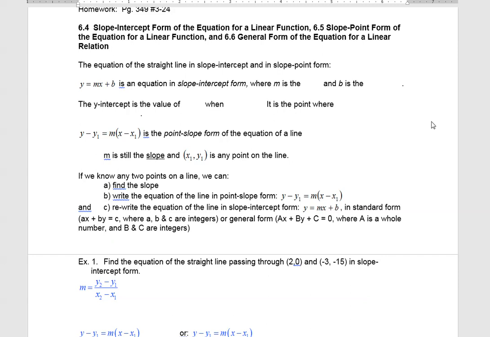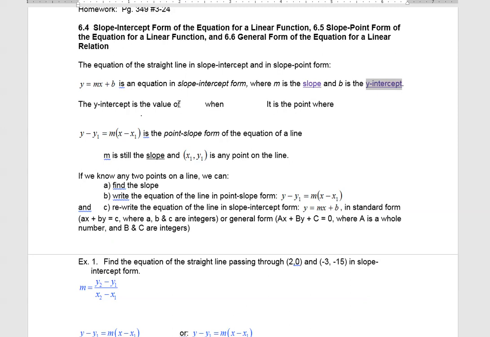So the first is the equation of a straight line in slope-intercept and slope-point form. y equals mx plus b is the equation in slope-intercept form. We've seen that m before. m is the slope. And we've also seen b, but maybe not so recently, so quick reminder, b stands for the y-intercept.